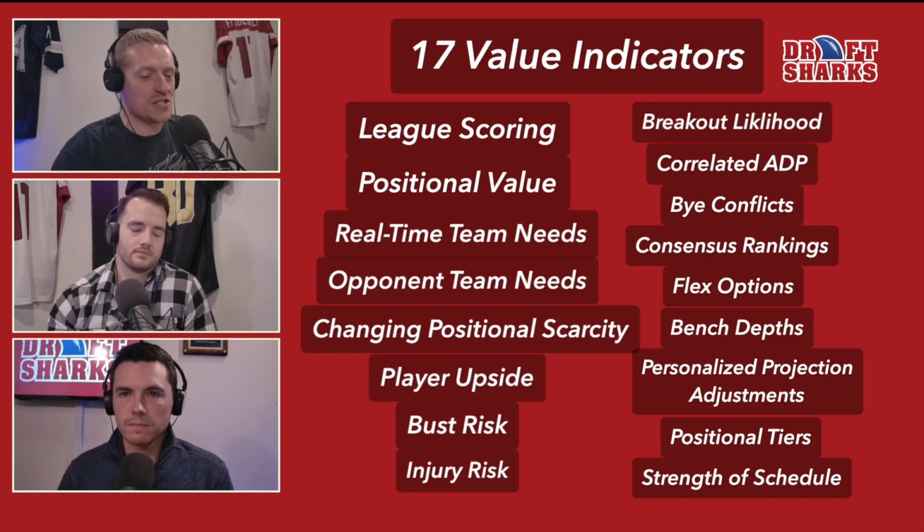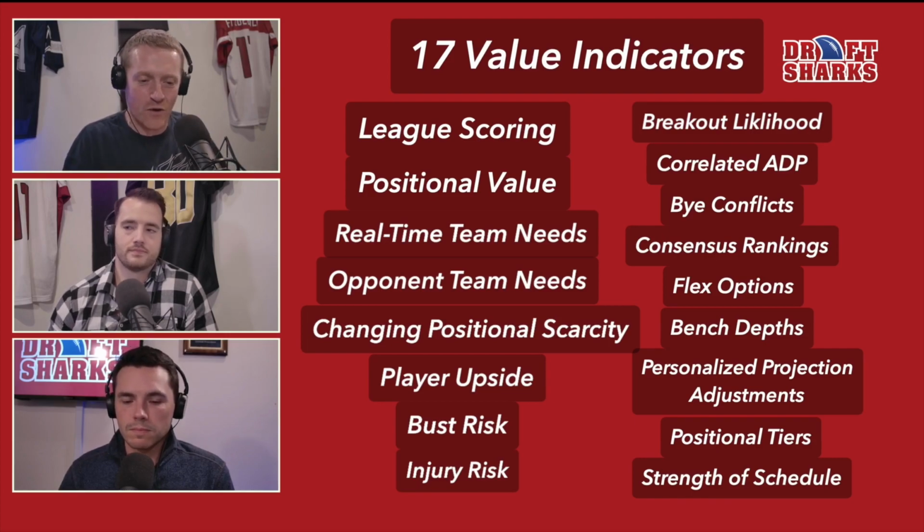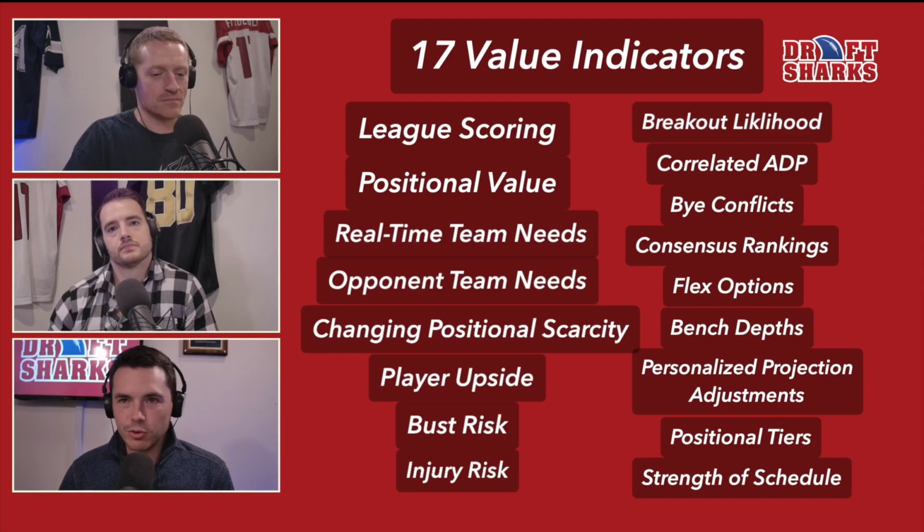17 value indicators, starting with number 1, league scoring, of course. Number 2, positional value. Number 3, real-time team needs. Jared, why does that matter? I think it's huge, and I think we all do it subconsciously in our drafts, right? I'm in round 5 and I don't have a running back yet. I better start valuing those guys a bit higher.